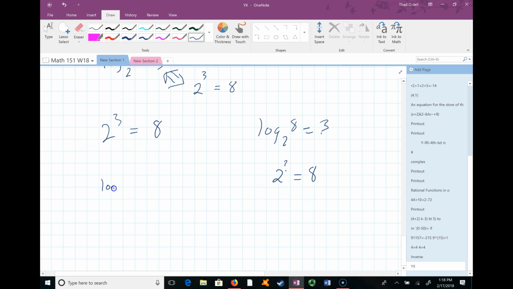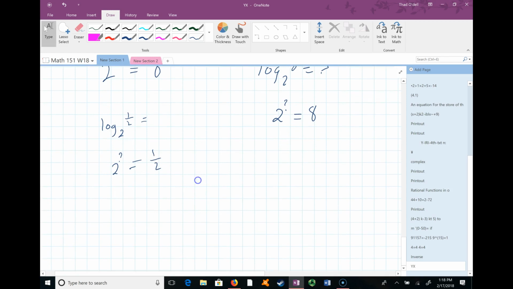Another example, log base 2 of 1/2. So this is saying 2 to what power equals 1/2. Well, in order to raise 2 to a power to get 1/2, it looks like I'm probably going to need a negative, aren't I? Because there's no way I can raise 2 to a positive power and make it smaller. So this looks like 2 to the negative 1 is equal to 1/2. So that means the answer to this logarithmic question would be negative 1.